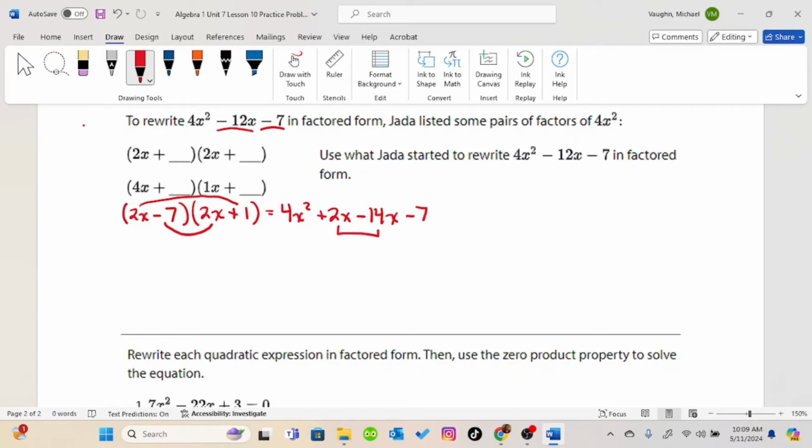If we combine the like terms, this becomes 4x squared minus 12x minus 7. That's what we were trying to find. So the correct answers are going to be putting negative 7 in and positive 1.